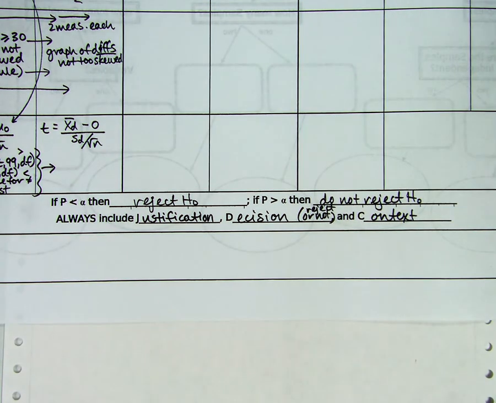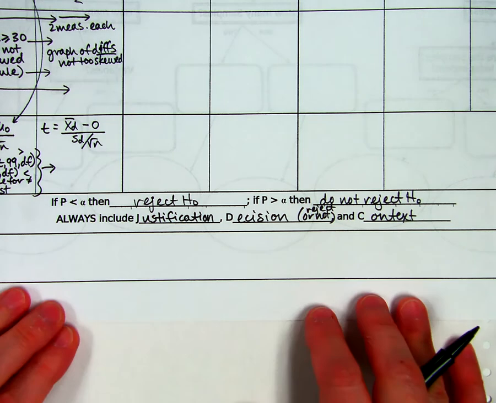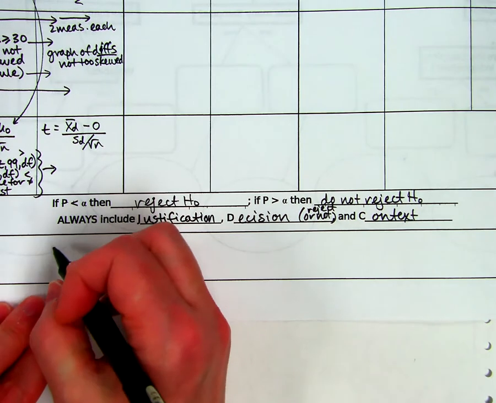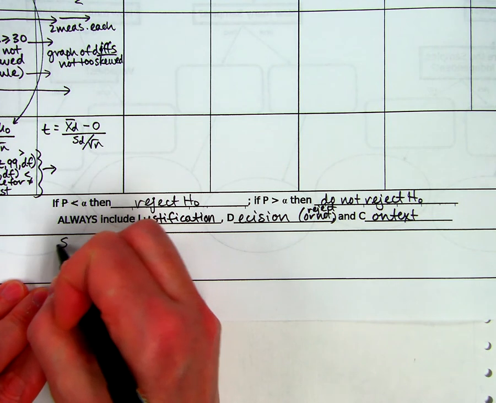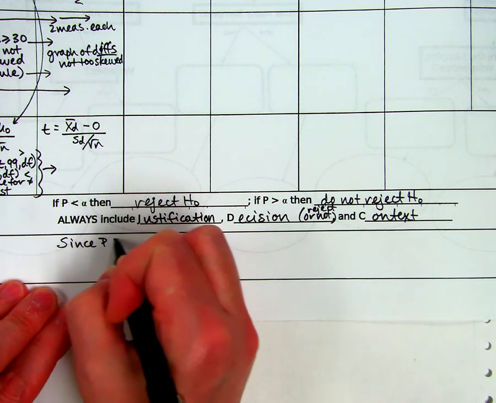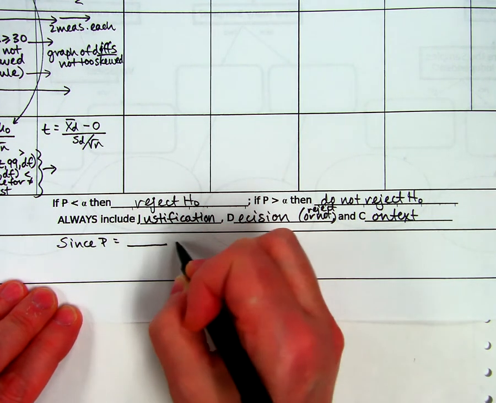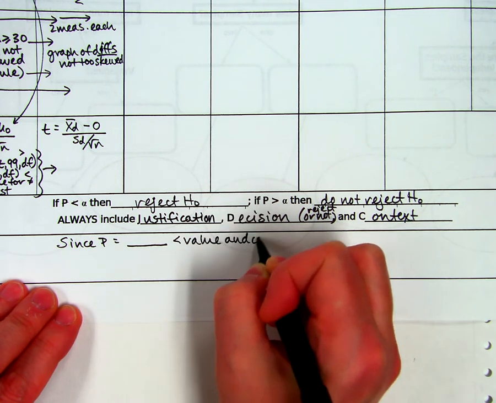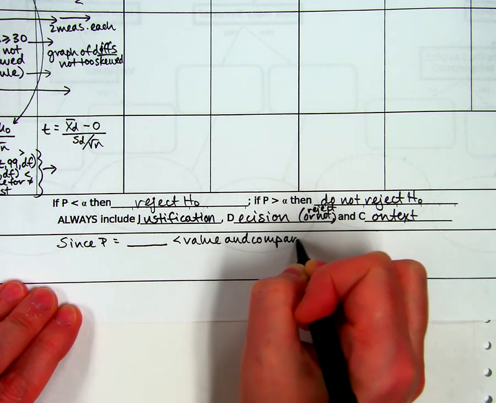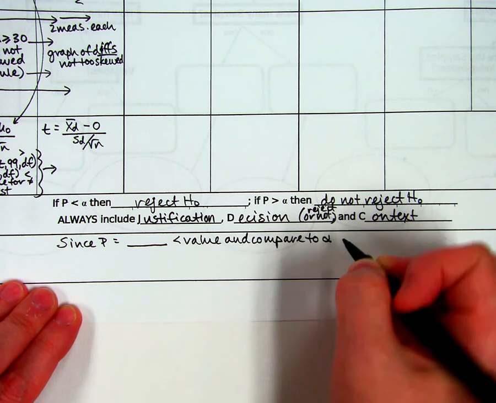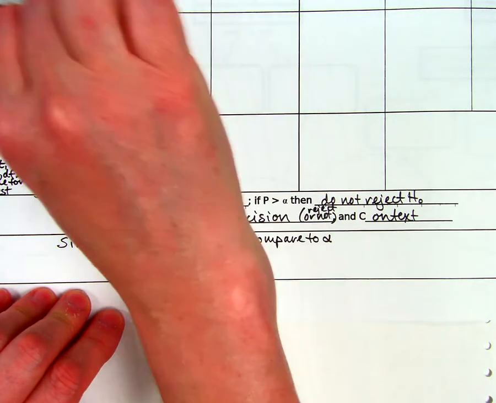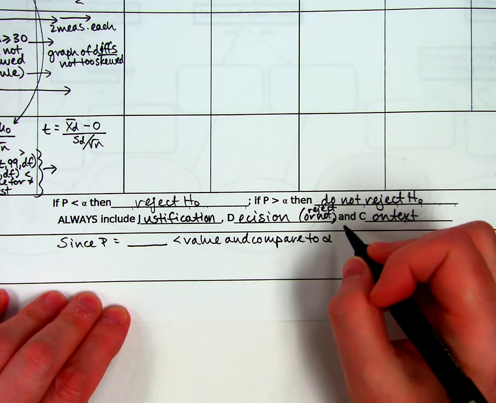Alright, and then I'm going to write my sample sentence down below, and I think I'll try to fit it in this space so that it fits on my screen. You can make it longer if you want to. I'm going to say, since p is whatever it is, you put the value of p, and you compare it to alpha, which, by the way, alpha is usually 0.05, and we're really supposed to mention that up in the null hypothesis, so write yourself a note if you need to.